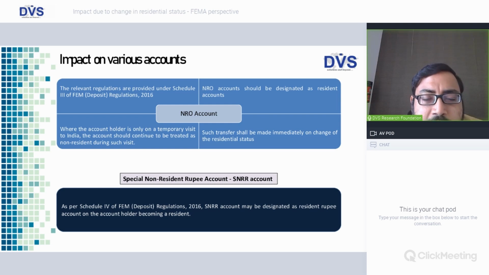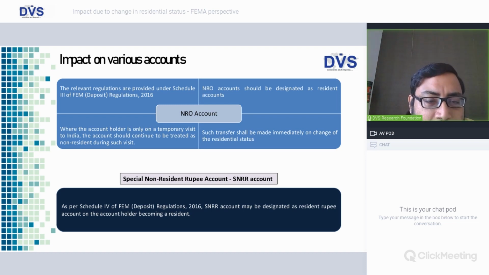So in this case, as in the case of NRE as well, it has to be done immediately on the change in residential status. Only in the case of the FCNR account, you have time till maturity to hold that account.